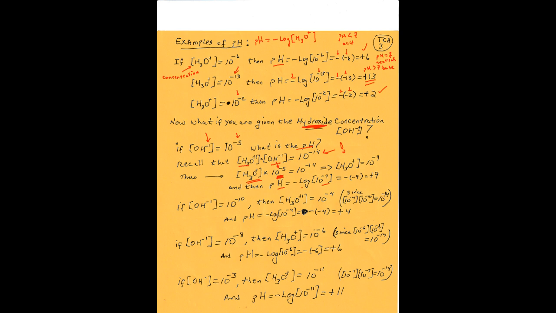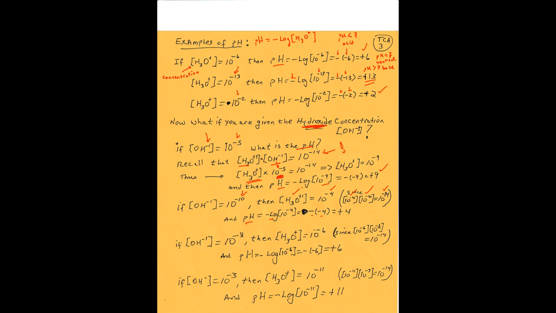Okay. If the hydroxide concentration is 10 to the minus 10, then the hydronium concentration must be 10 to the minus 4, because 10 to the minus 4 times 10 to the minus 10 is 10 to the minus 14. So the pH then is minus the log of the hydronium concentration. So it's minus the log of 10 to the minus 4. So we get negative, a negative 4 is plus 4.